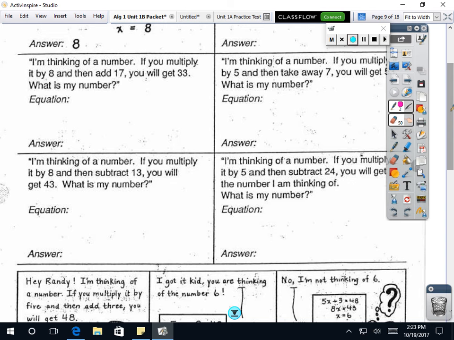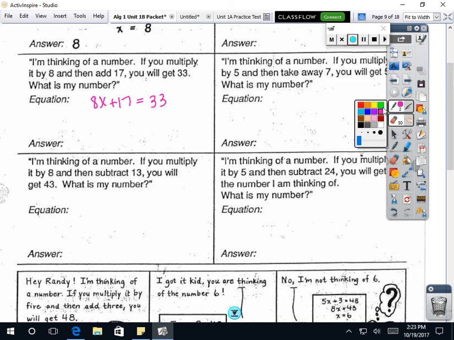No. And what do we use for unknowns? A variable, and yes, we normally use x. Okay, so the number is x, but they tell you to multiply it by 8 and then add 17. And you will get 33. So that's the equation to represent the scenario.